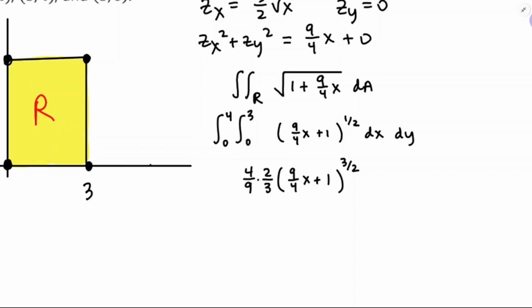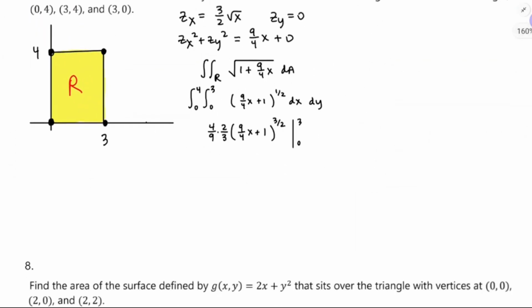And let me just think about taking the derivative here with the chain rule, make sure it works. 3/2 kills off the 2/3. Times, leave that the same, reduce the power by 1, that's where we get 9/4 x plus 1 to the 1/2, and then we multiply by 9/4 for the chain rule. Yes, this is it. Okay, so from 0 to 3. Hey, we've got to be careful when we plug in 0, we're not going to get 0 here. So this is 8/27.